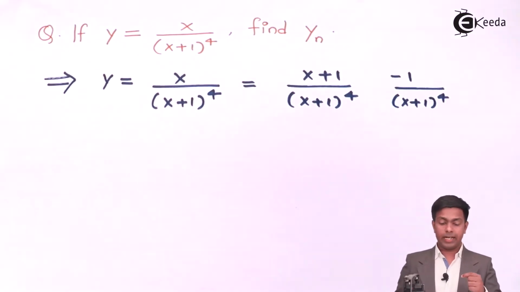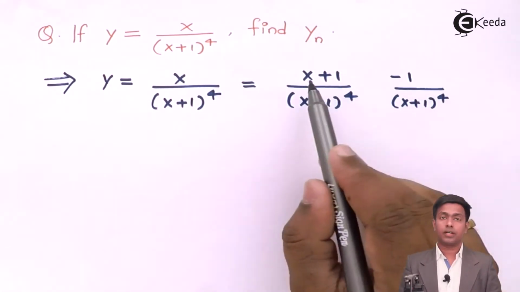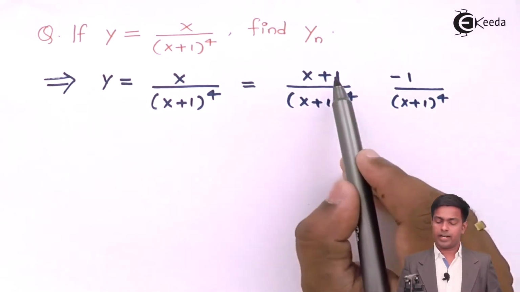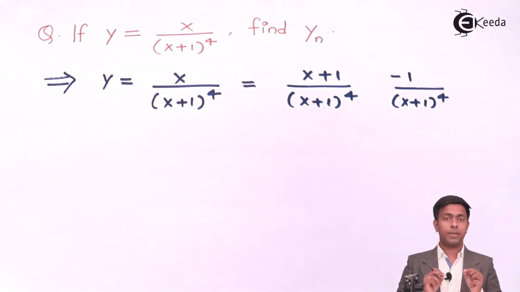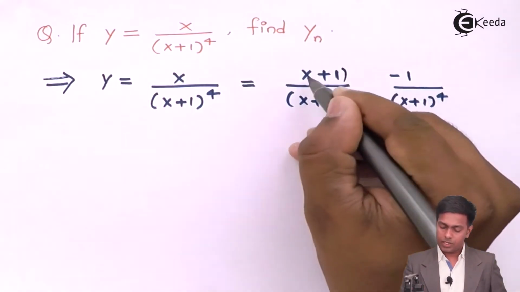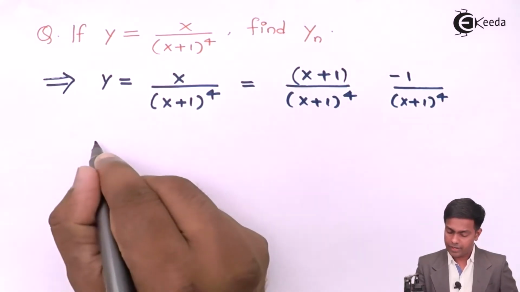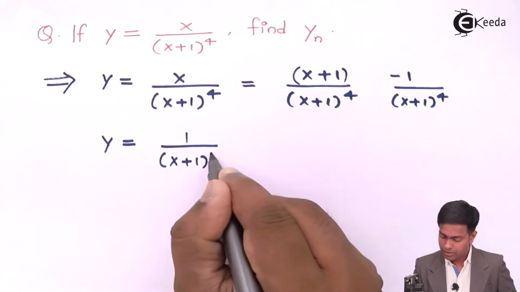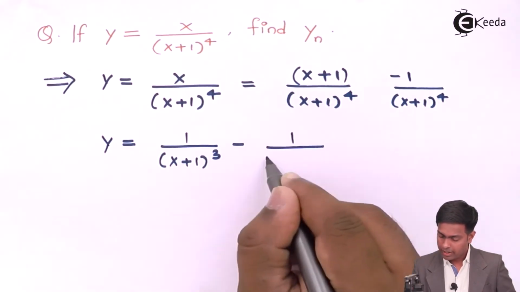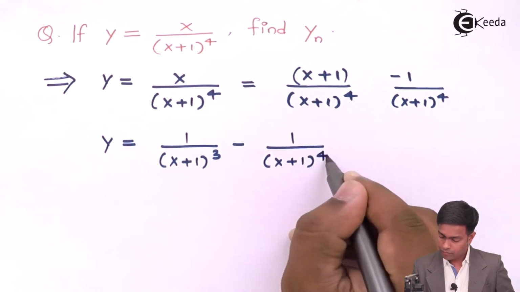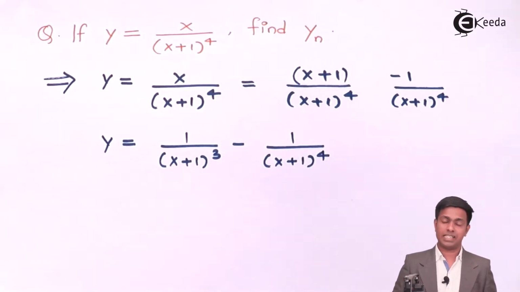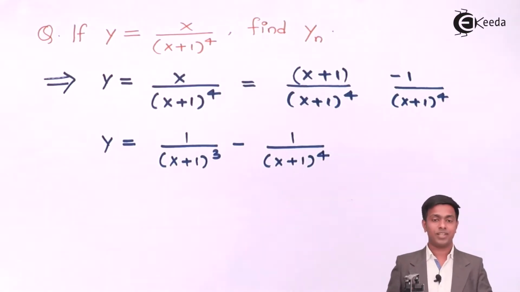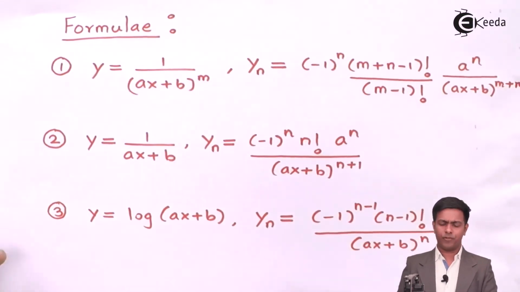Here we are dividing the two different terms with the same denominator, that is x plus 1 to the power 4. So here I have added 1, subtracted 1, and divided separately. Now here this x plus 1 will be cancelled with x plus 1, and we will get the value of y as 1 upon x plus 1 to the power 3 minus 1 upon x plus 1 to the power 4. So guys, now we got the simplified value of y, and now we can find out the nth derivative, because now it is matching with my first formula. So let's compare it with the first formula.